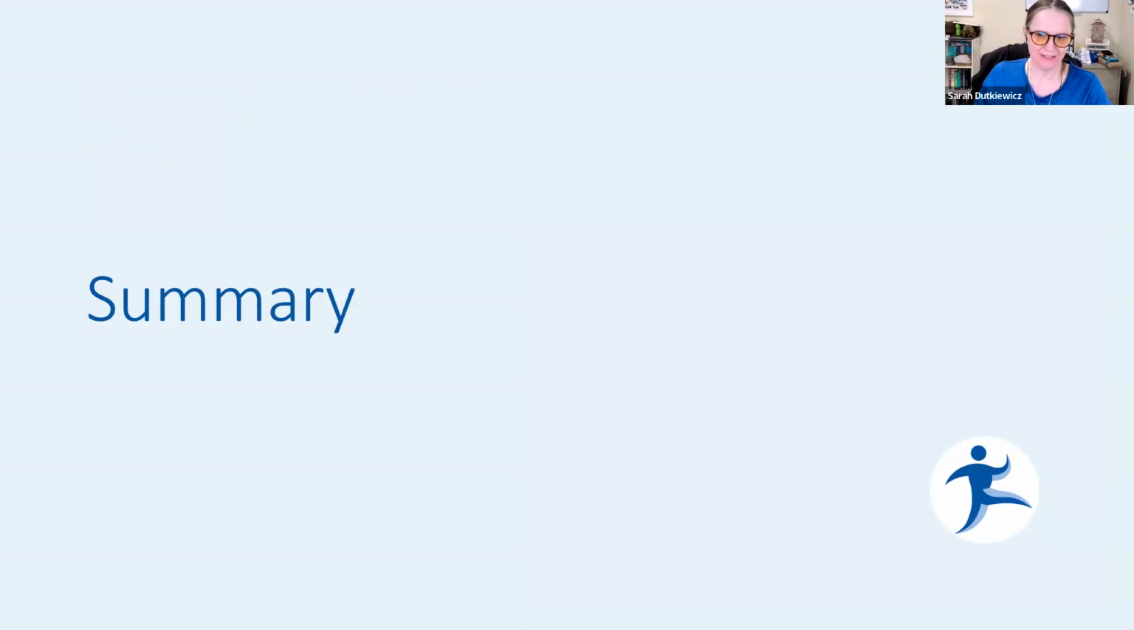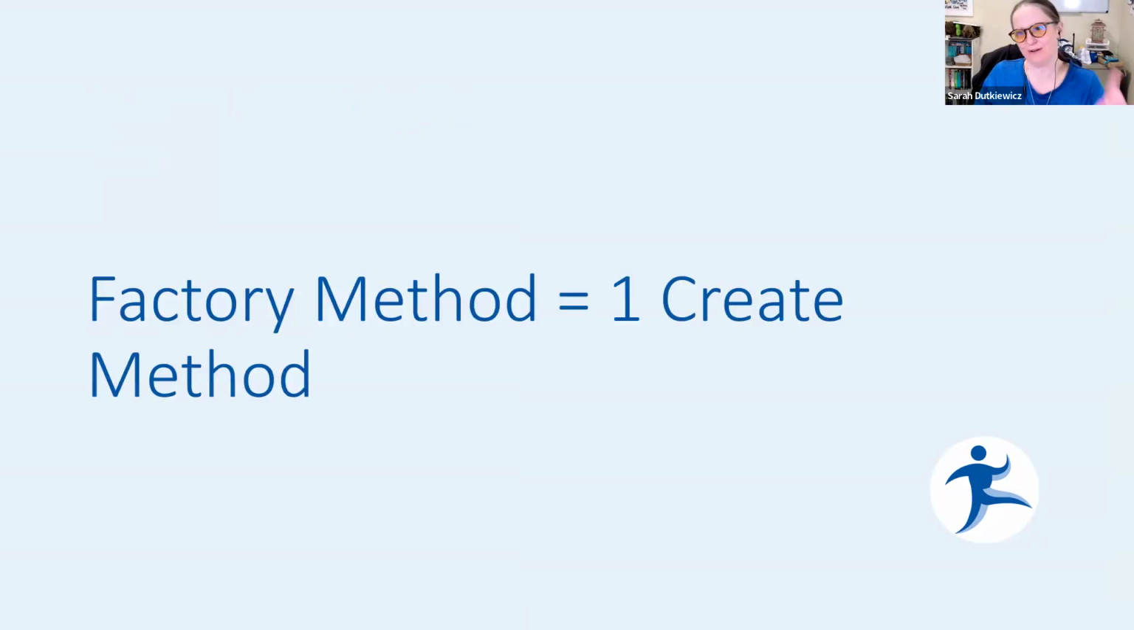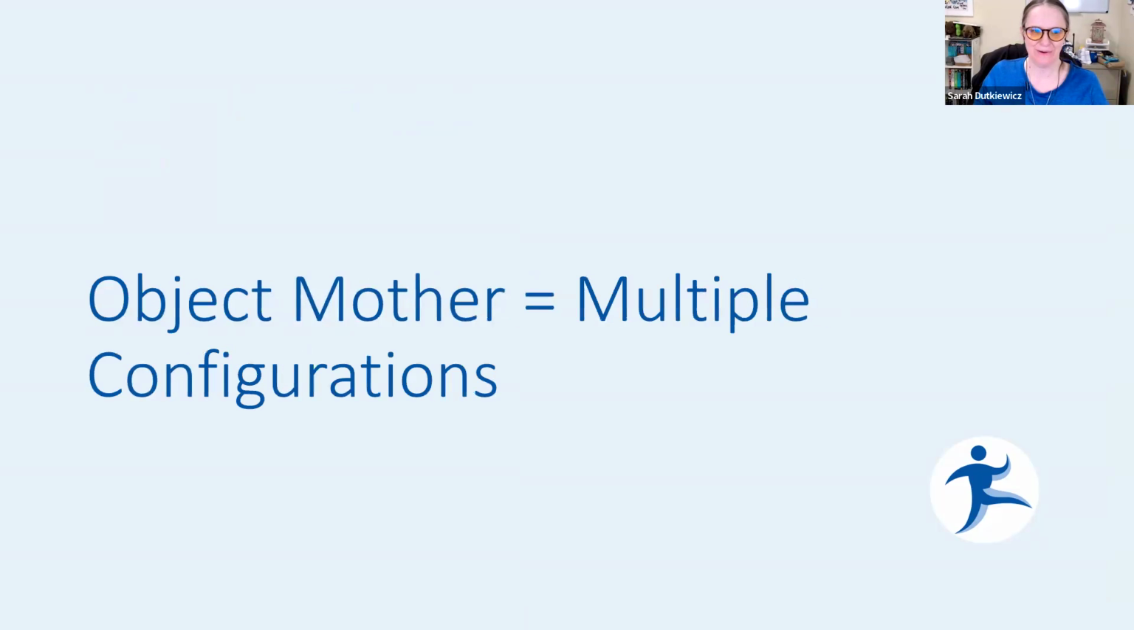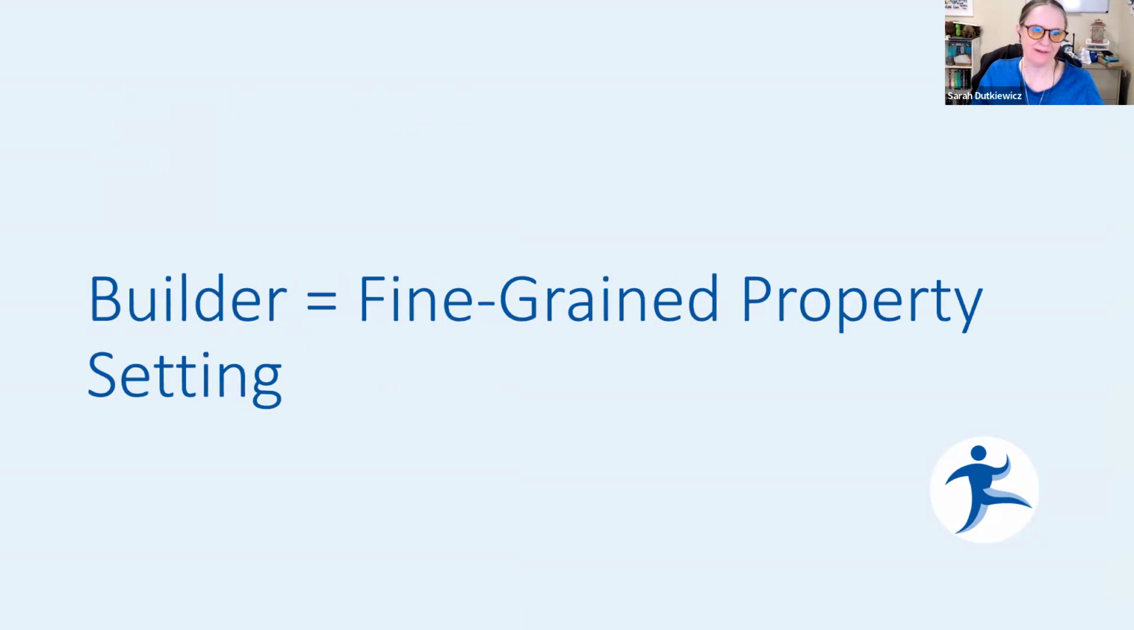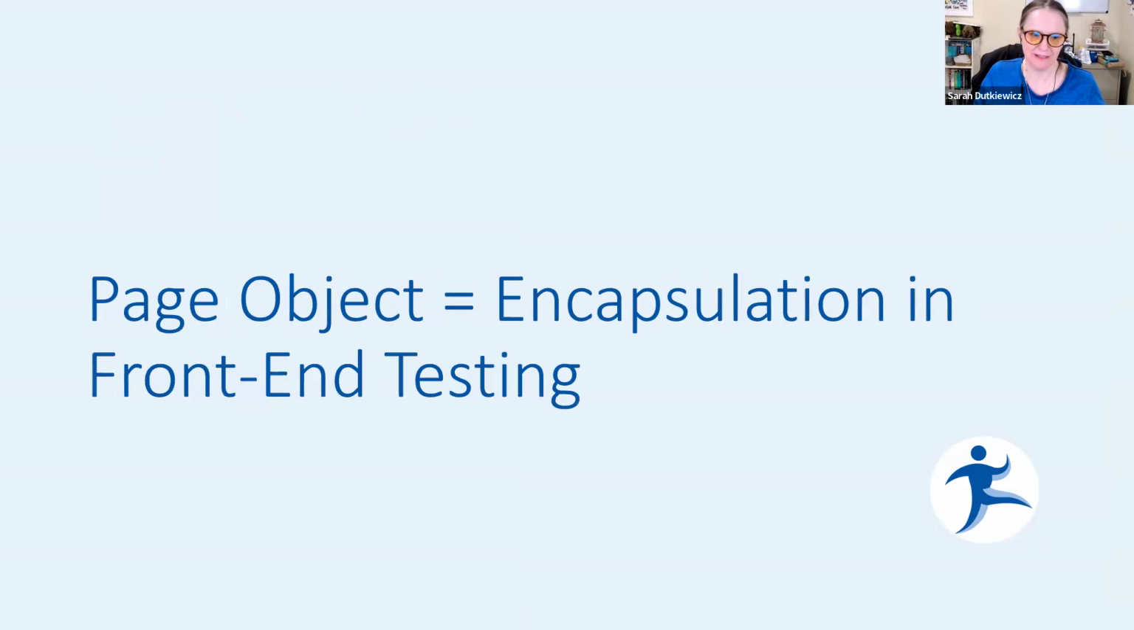Some things to know in summary. Your factory method has one create method. Your object mother, you can have multiple configurations. So in our example, we had the vegetarian pizza and the pepperoni pizza. And then the builder is awesome when you're dealing with fine-grained property setting, especially on complex objects. And last, but most certainly not least, is the page object, which is used in front-end testing and will make it a lot easier for you to encapsulate that logic and test.